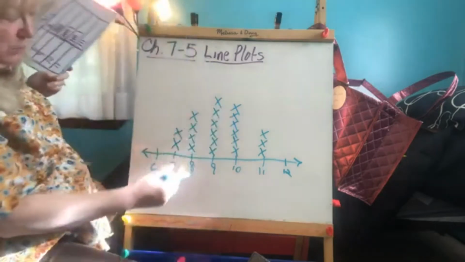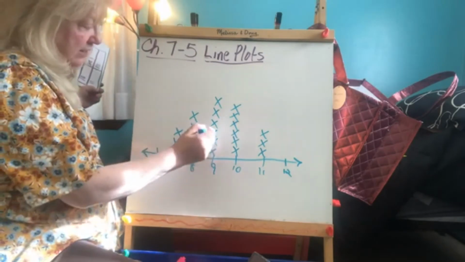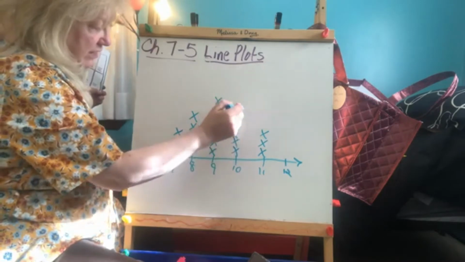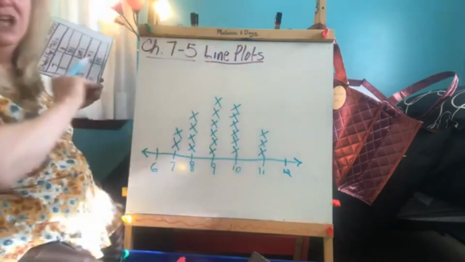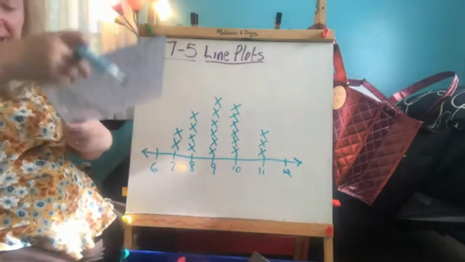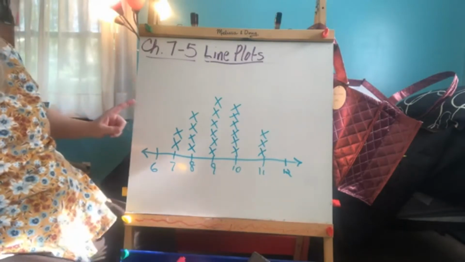Let's see if I have 21 X's. 1, 2, 3, 4, 5, 6, 7, 8, 9, 10, 11, 12, 13, 14, 15, 16, 17, 18, 19, 20, 21. Okay, so hopefully I got them right. I didn't forget anybody. I didn't count anybody twice. Okay, so there's my line plot.